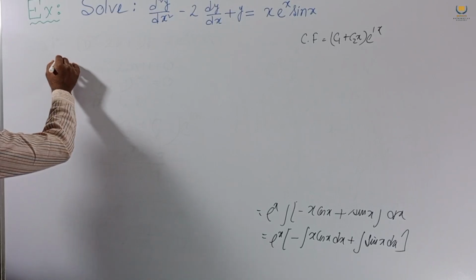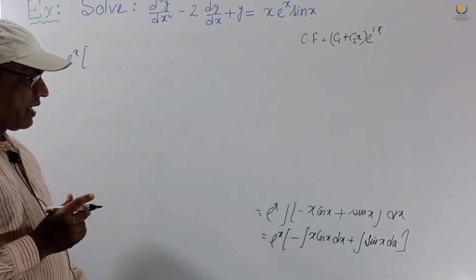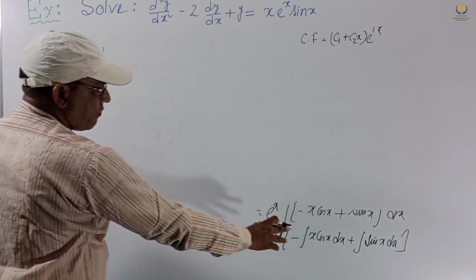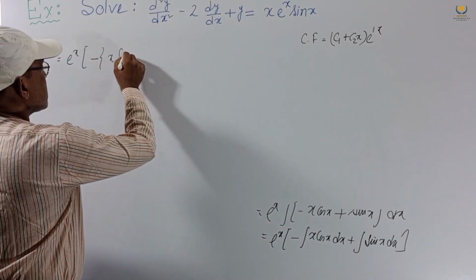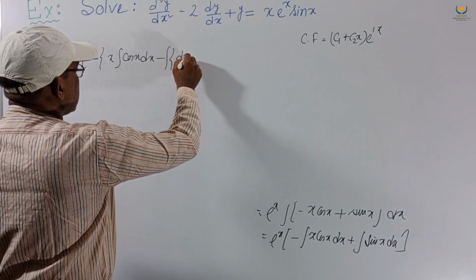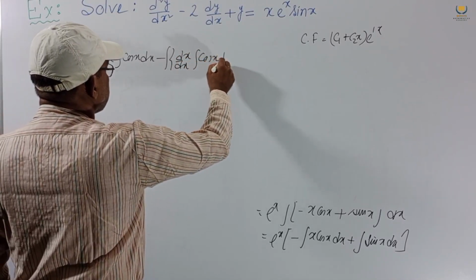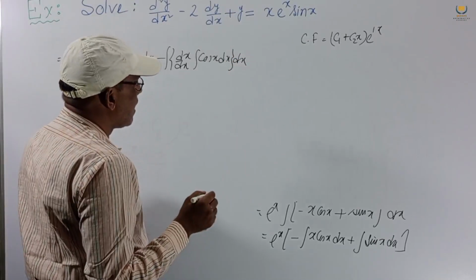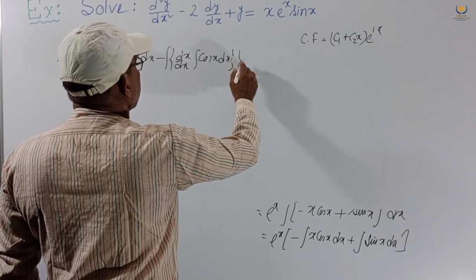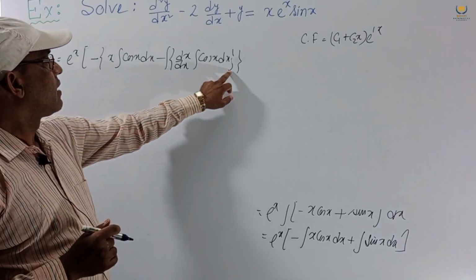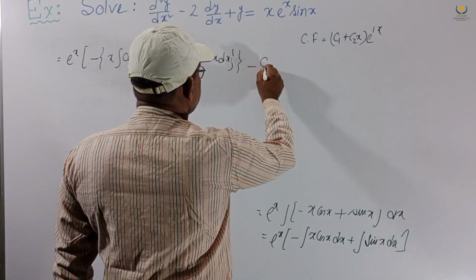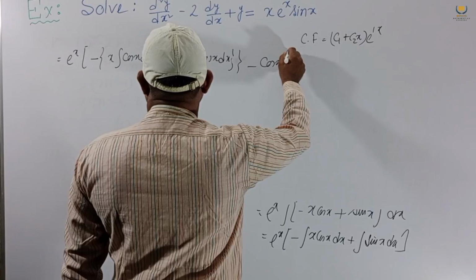So this is e to the power x, which remains the same. Again, using Bipart's formula: first function times the integration of cos x dx, minus the integration of d/dx of x times the integration of cos x dx, into dx. Again we write another bracket, and the integration of sin x means minus cos x. We get this one.